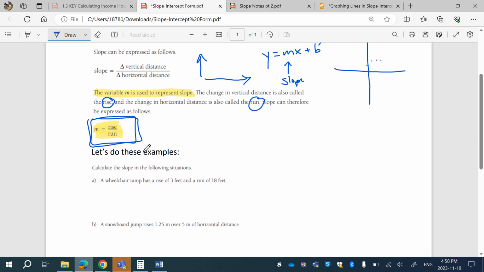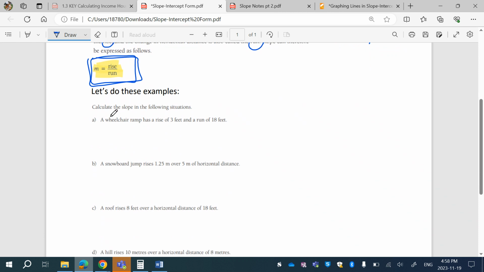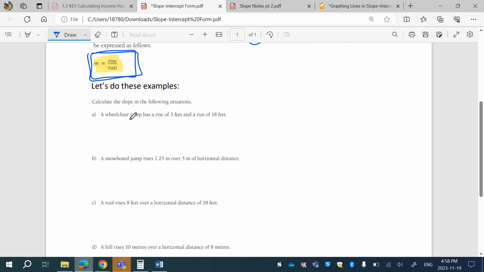Calculate the slope in the following situations. And I think all of our wheelchair ramp questions would not be correct wheelchair ramp ratios. I'm pretty sure that the required ratio is 1 to 12. This one is going to be 1 to 6, I think. So this would be too steep for a wheelchair ramp.